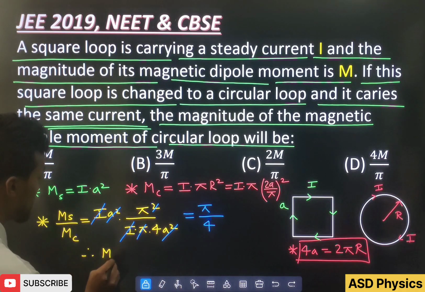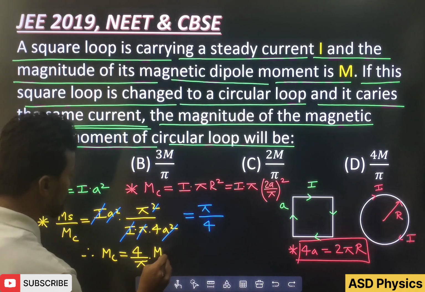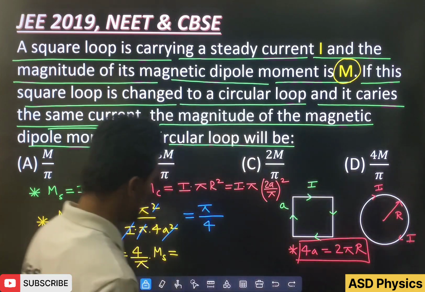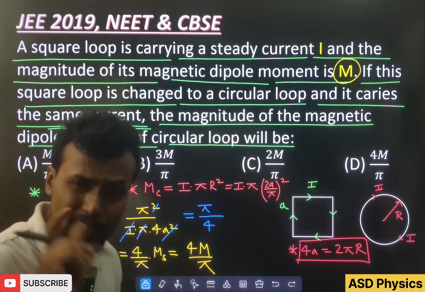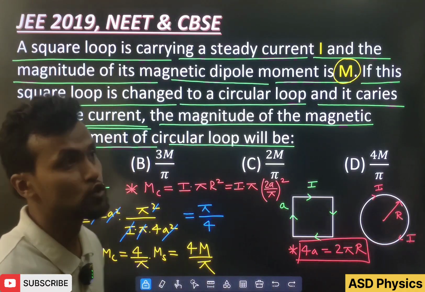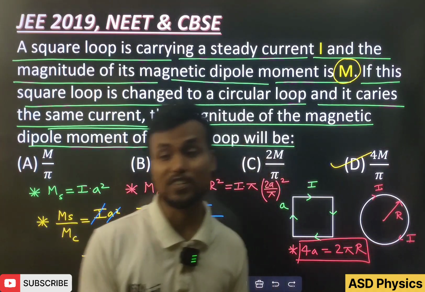So if I write here M circle, what will this become here? This will become 4 by pi into MS. And MS, what is given here? This is given here as M. Is it? So what is the answer? Answer will come here 4m by pi. The concept is what? The length will be same and the radius can be written as 2a by pi. Otherwise the question is very, very easy. Correct option is here. Option D is the answer.